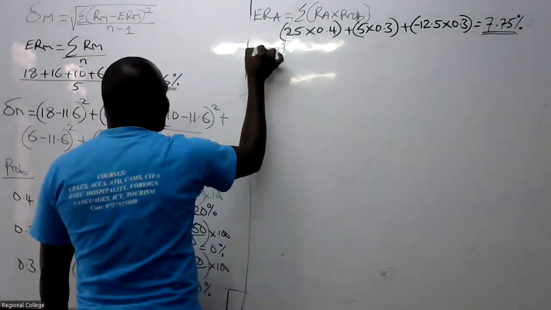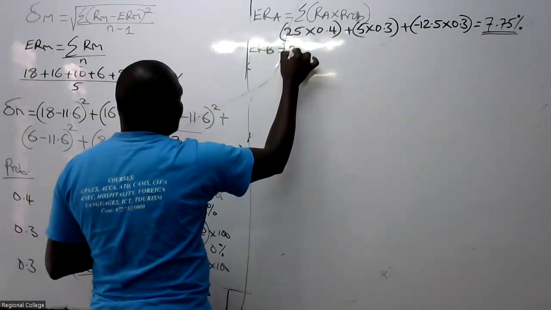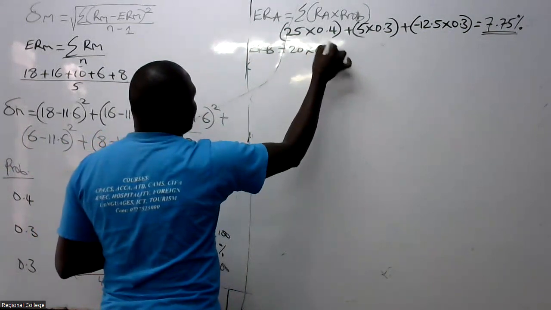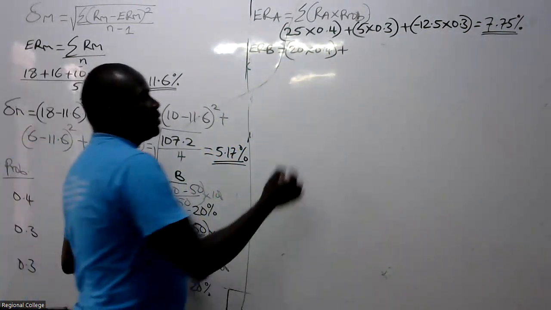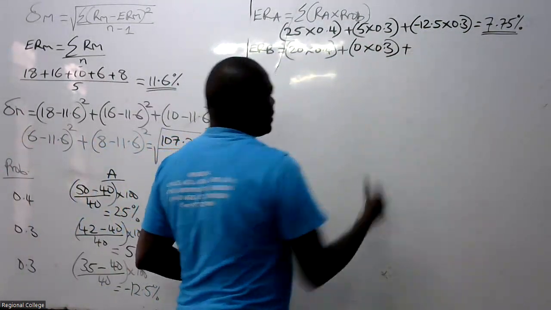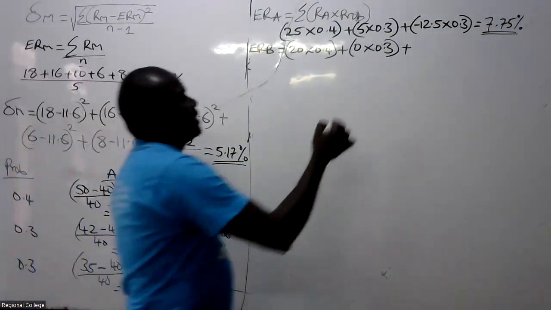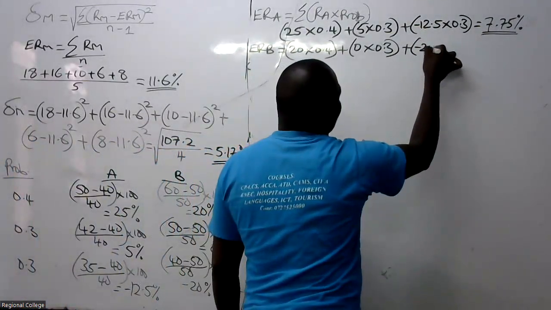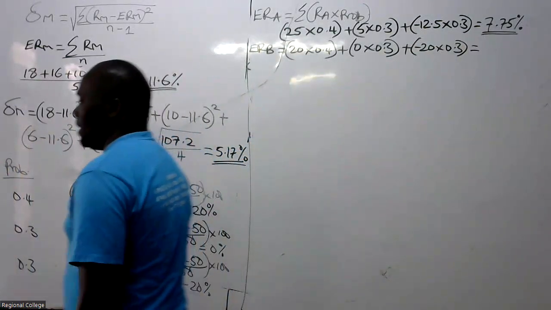Then expected returns of B. Return here for B is 20, probability of 0.4. Return here for B is 0, probability 0.3. The return here is negative 20 times 0.3. What is the expected returns of B?